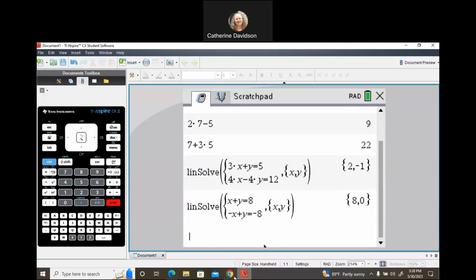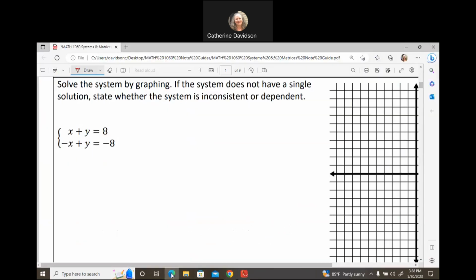So that one crosses at the point (8, 0). It only has one solution at (8, 0). That means the system is consistent. All right, so in the first equation, we have a point at (8, 0).